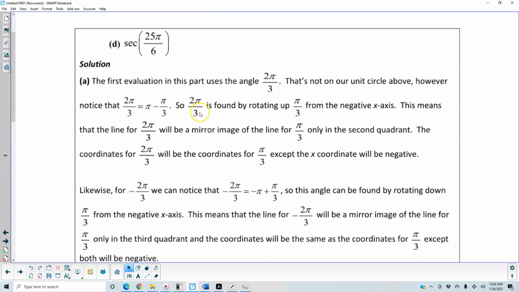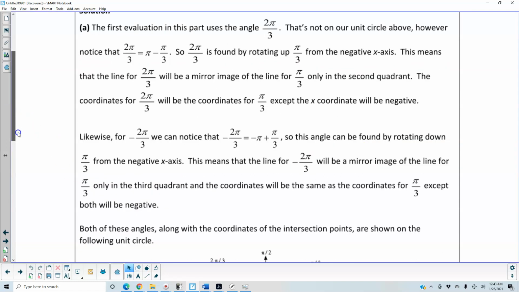So that means 2 pi over 3 is found by rotating up pi over 3 from the negative x-axis. This means that the line for 2 pi over 3 will be a mirror image of the line for pi over 3, only in the second quadrant. The coordinates for 2 pi over 3 will be the coordinates for pi over 3, except the x-coordinate will be negative, since it's in quadrant 2.